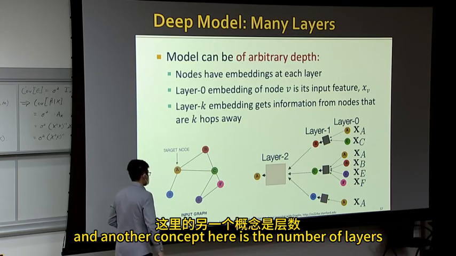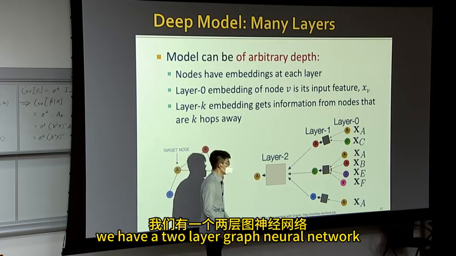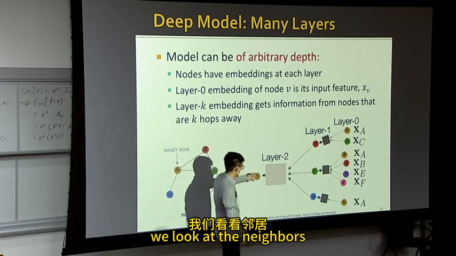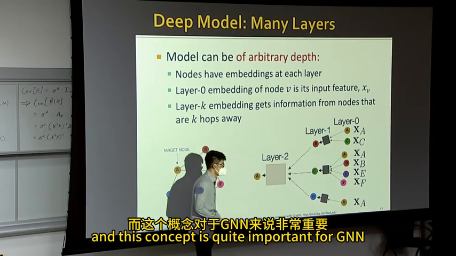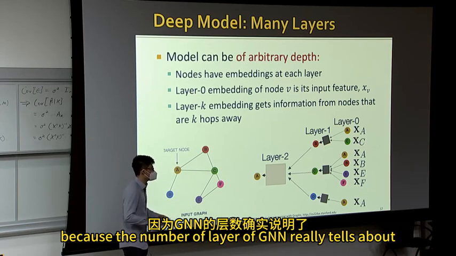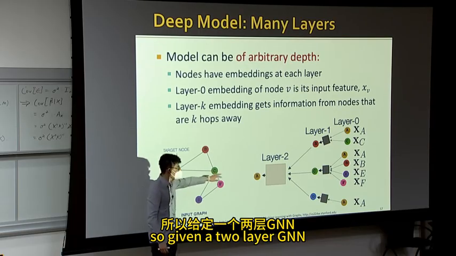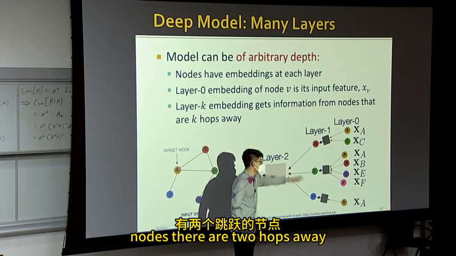Another concept here is the number of layers. In my example here, we have a 2-layer graph neural network, which basically means we look at the neighbors and then the neighbors of neighbors. And this concept is quite important for GNN because the number of layers of a GNN really tells how far away we look in the network. So given a 2-layer GNN, we'll usually be able to see the nodes that are 2 hops away.